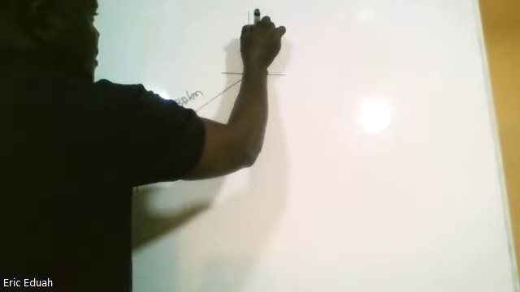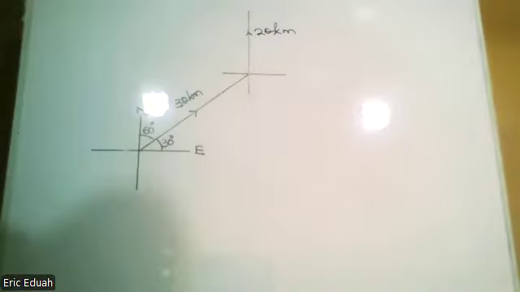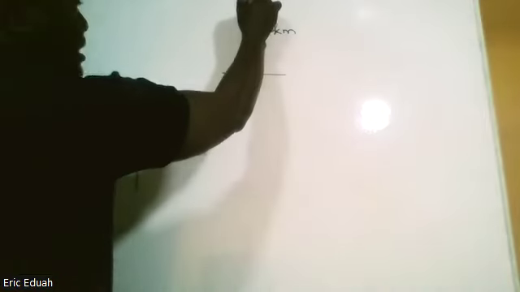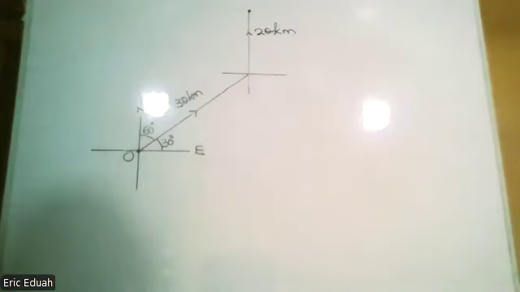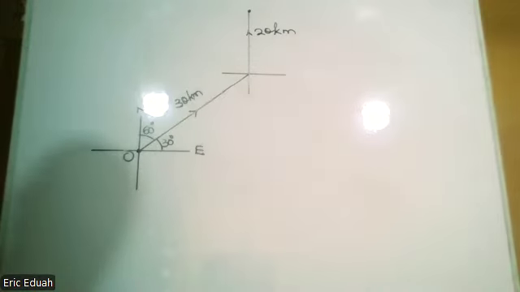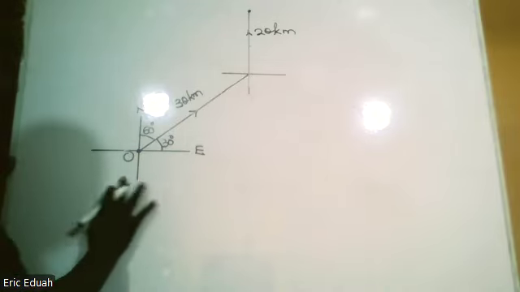So this is 20 kilometers. Now, the question demands that, with the aid of a diagram, which we've done, we calculate the magnitude and direction of the displacement of the man from his initial position. This is the man's initial position, and this is his final position. We are to find the magnitude and the direction of the man's displacement from the initial position. The first thing is that I can resolve this displacement of 30 kilometers into components.